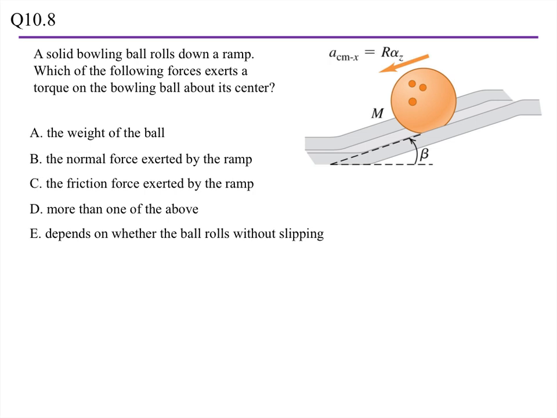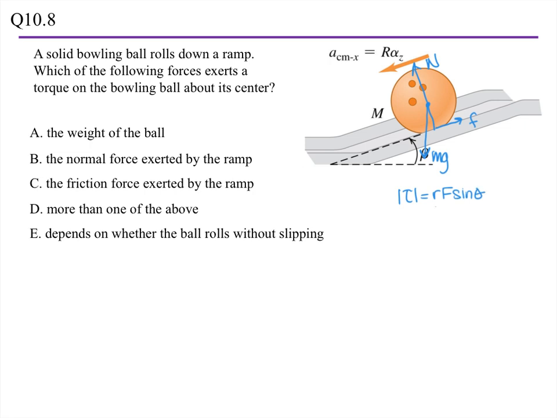All right, so here we have a bowling ball rolling down a ramp and it's asking which forces exert a torque on the bowling ball about its center. So they do list a couple different forces, and I think it's helpful to label them. We have the weight, which is going to act straight down. We have the normal force, and then we have the friction. Keeping in mind that torque, I'm just going to look at the magnitude of it, is RF sine of theta.